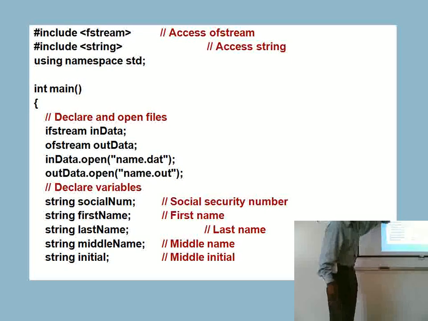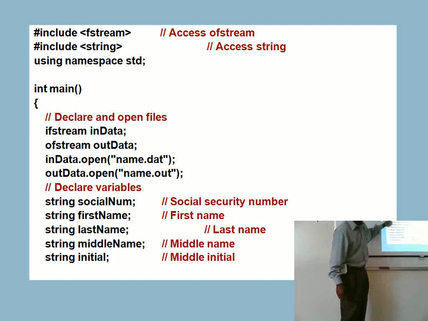The declaration statement here, this is the type. It's an ifstream object, an input file object. It's called indata. It's an output file object. It's called outdata. Those are declarations, just like int f or float y. These are declarations of variable names and types.